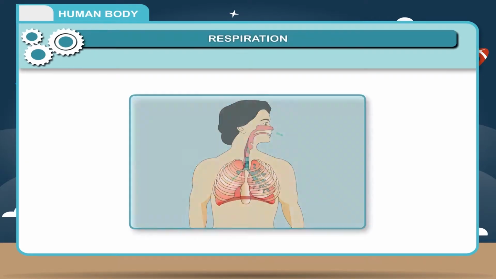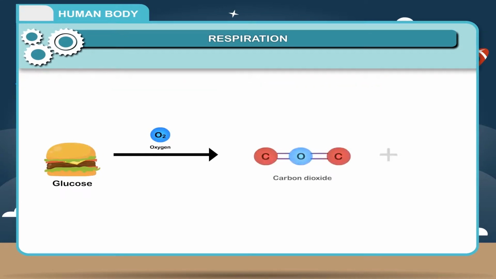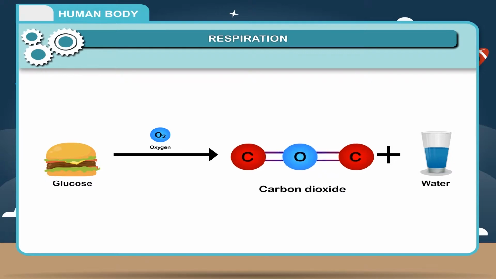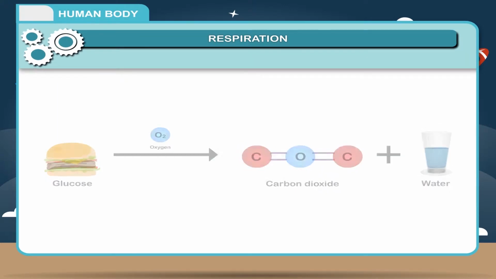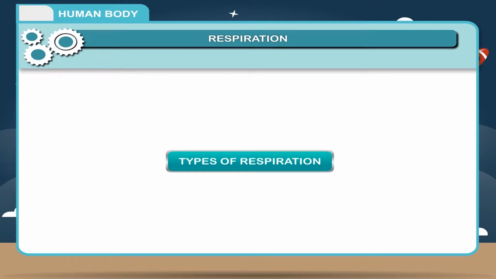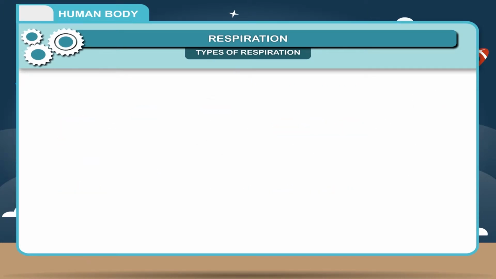Respiration. Respiration is the complete physical and chemical process of releasing energy by the oxidation of food, where carbon dioxide and water are produced as byproducts. Types of respiration. Depending upon the presence or absence of oxygen during respiration, it is of two types.